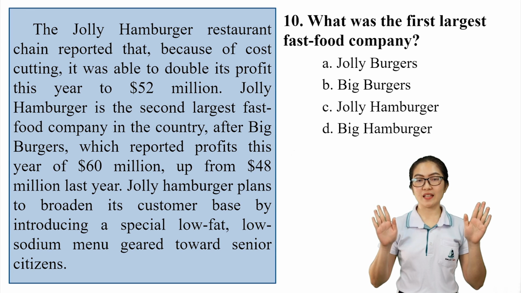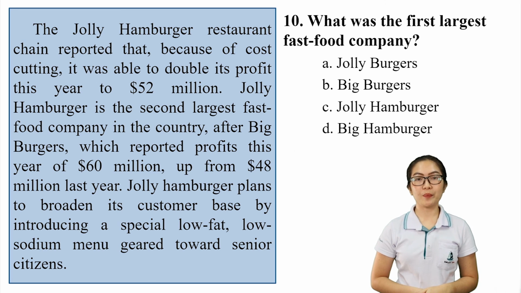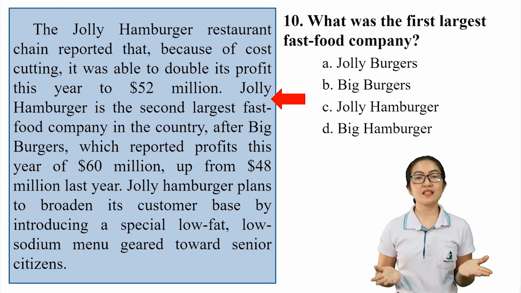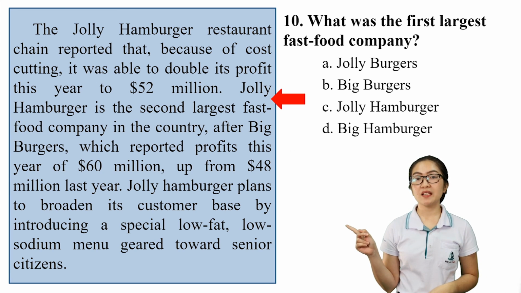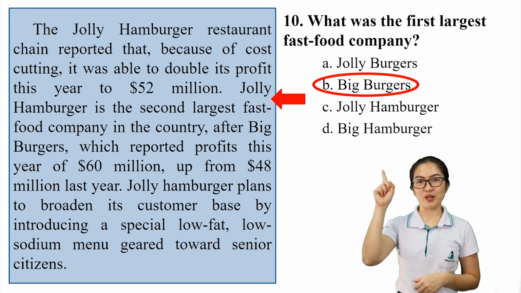Question number 10. What was the first largest fast food company? In the second sentence of the report, it mentions that Jolly Hamburger is only the second largest fast food company. What's another burger company name that we can see in the report? Correct. Letter B, Big Burgers.